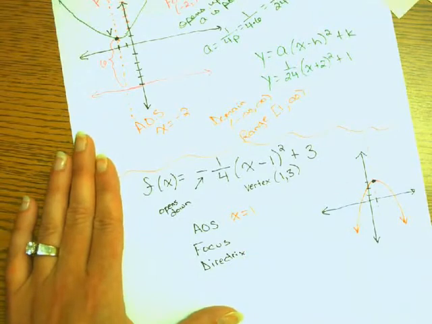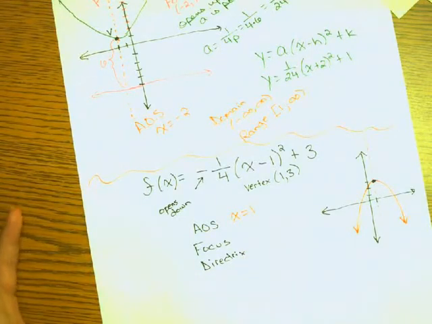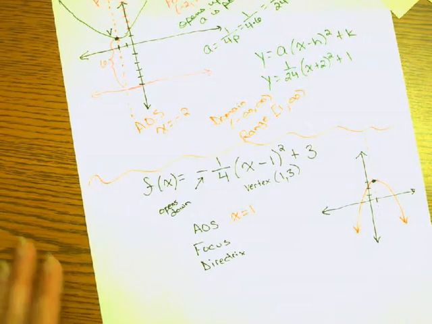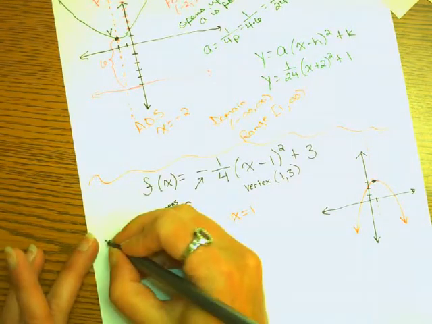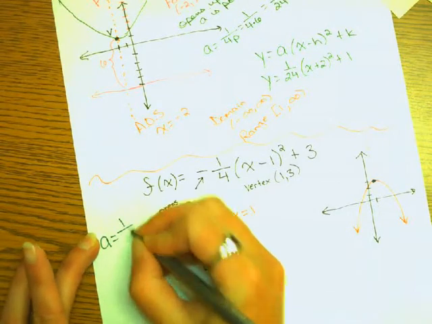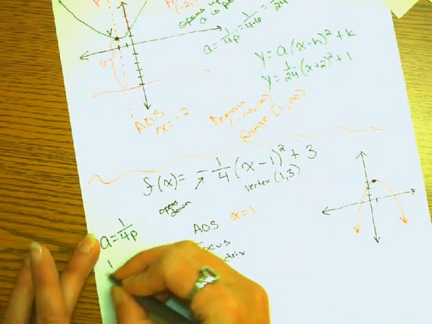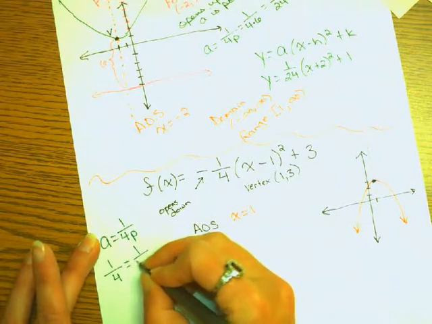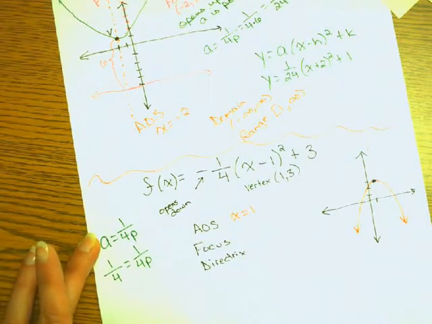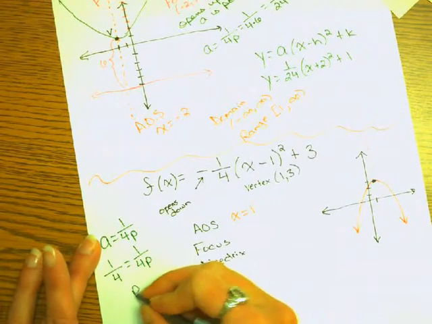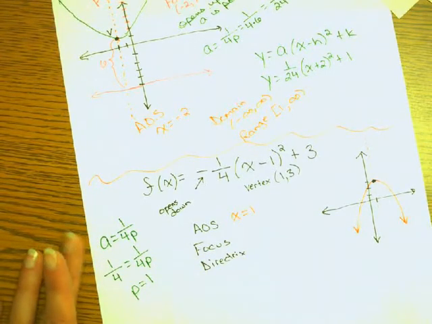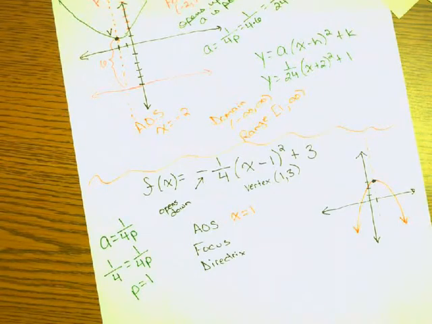Easy. Focus. I need to figure out how far away the focus is from the vertex. Well, there was something about A equaling 1 over 4 times the distance. So 1/4 equals 1 over 4 times that distance. What does that distance have to be? Well, this isn't hard. It has to be 1. So we're 1 step away from finding our focus. So 1 step from the vertex is going to be my focus.